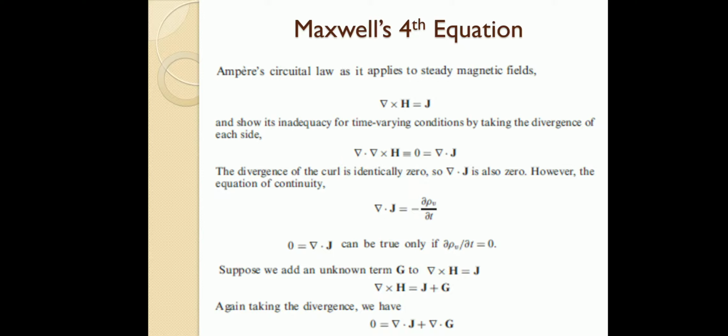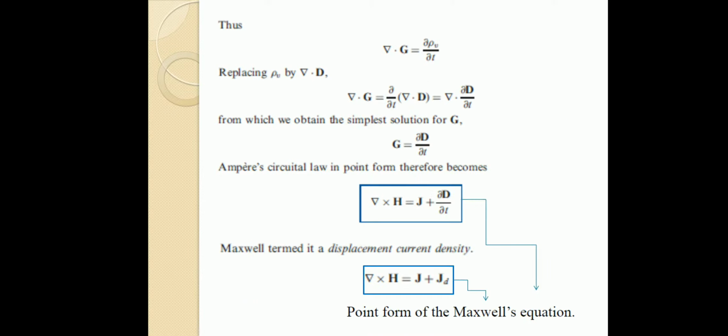For that, again we apply the divergence. That means del dot (del cross H) is equal to del dot J plus del dot G, and del dot (del cross H) is equal to 0, which is equal to del dot J plus del dot G. So from this, del dot G is minus del dot J. According to the continuity equation, del dot J is minus dou by dou t of rho v, so you will get del dot G as dou by dou t of rho v.